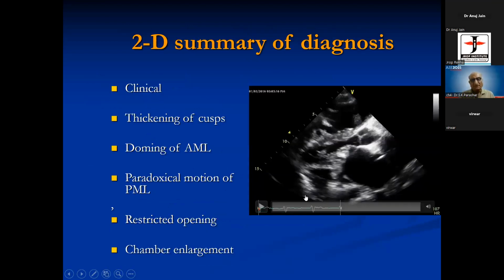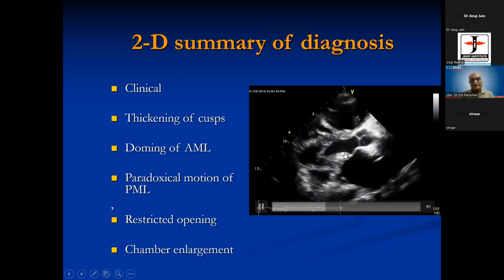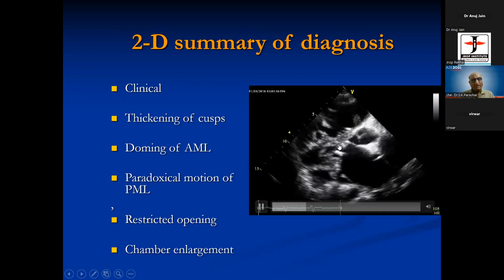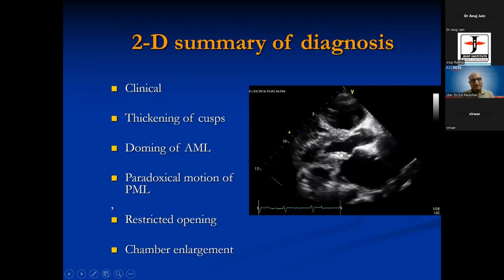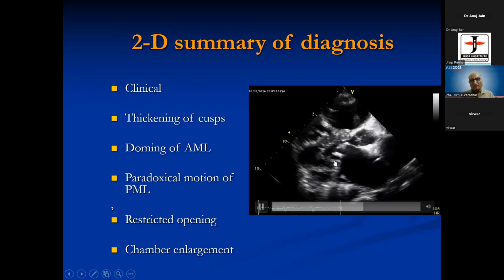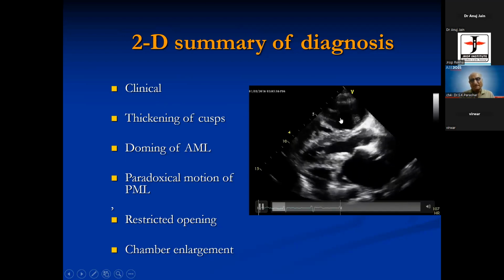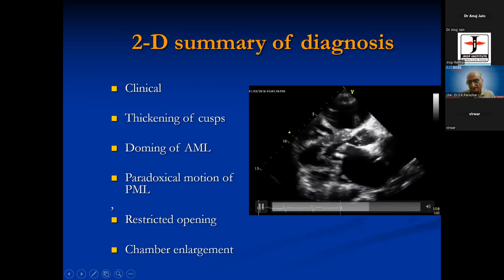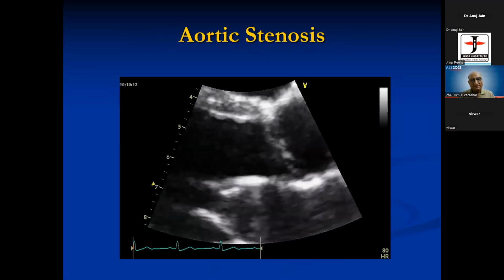So the summary of this 2D is: on clinical examination, a thickening of the cusp. You can see here a doming of the cusp with a convexity toward the distal chamber, a paradoxical motion of the posterior cusp. The fusion of the posterior cusp leads to this motion towards it, restricted opening, and chamber enlargement. For example, the LA is enlarged with this. Now I'll come back to this I was telling you.